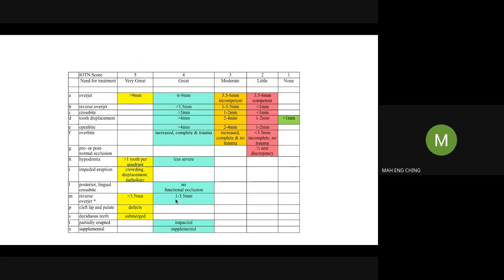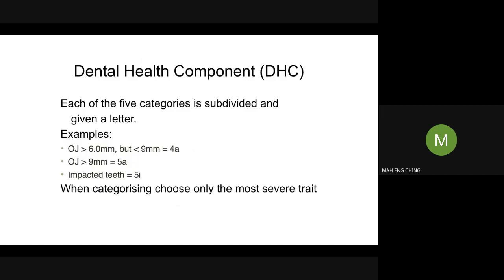We can look at this one by one with the clinical pictures. So the dental health component, each of the 5 categories is subdivided and given a letter. So for example, overjet more than 6 millimeter but less than 9 millimeters is given a 4A, then more than 9 millimeter is given a 5A. Impacted teeth give you the 5I.